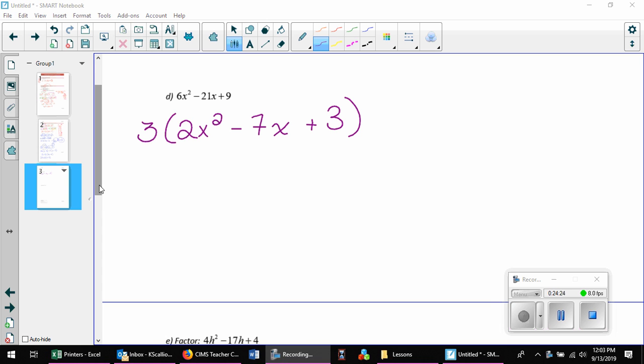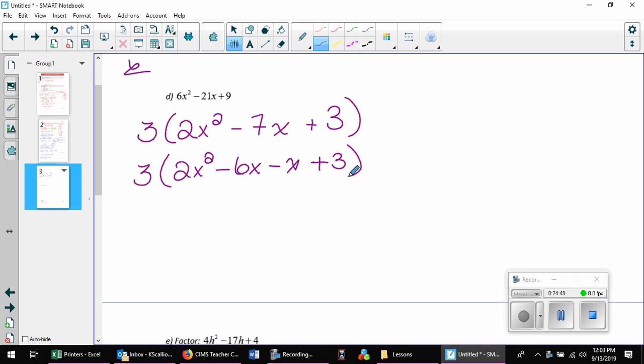All right, so this is 6, because I got 2 times positive 3 is 6, but I need a negative 7. Negative 1 and 6. Brilliant. Okay, so my 3 still stays outside. I've got 2x squared minus 6x minus x plus 3. I'm going faster than my marker's going.